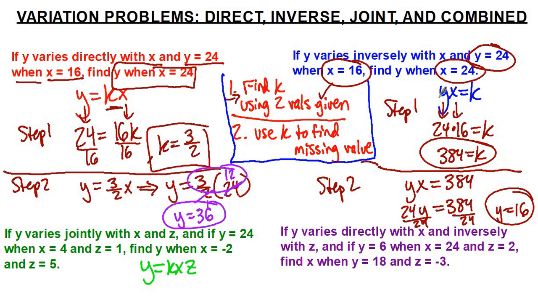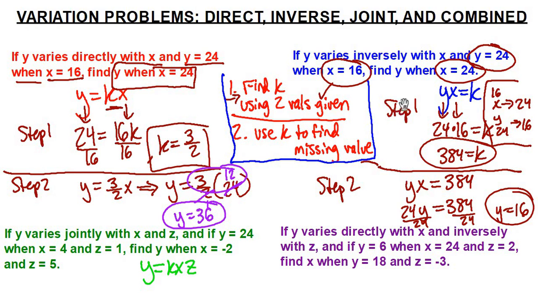Okay, let's see if this makes sense. So x was 16, and it increased to 24. Inverse relation means as one goes up, the other goes down. X went from 16 to 24. Y started out as 24 and went down to 16. So one of them went up as the other one went down. That seems to agree with what we said should happen.